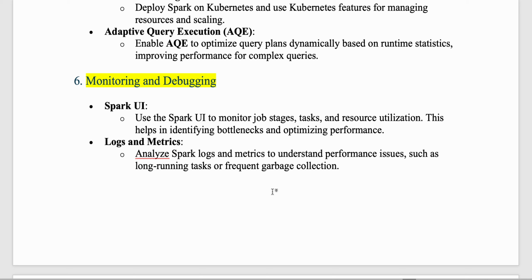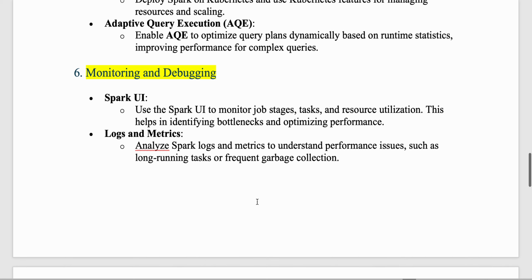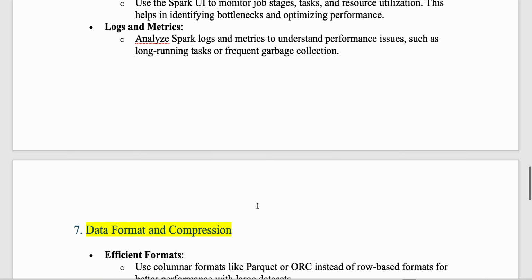So analyze Spark logs and metrics. You can see the lineage graph, the DAG. And then you can check the history server of the Spark applications, where you can debug things: what the steps are, which stage takes more time, and where there is a chance of improvement. So you can just look at the logs and metrics, and then you can improve your job.